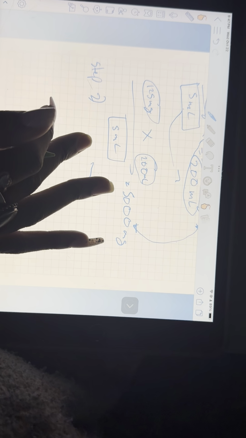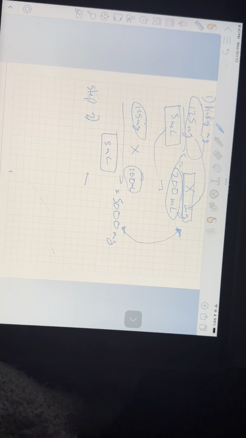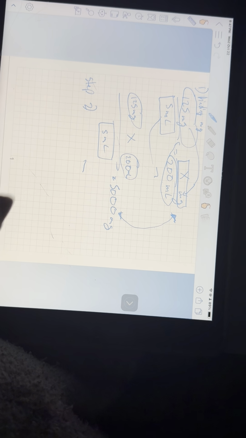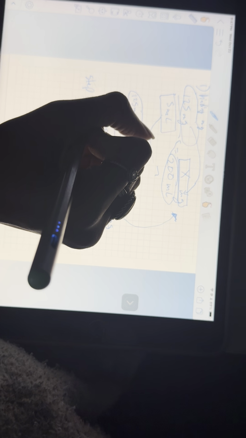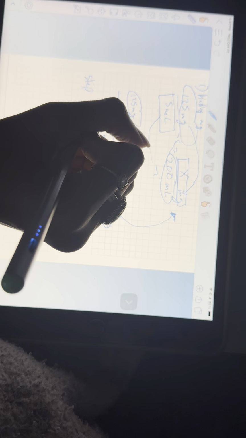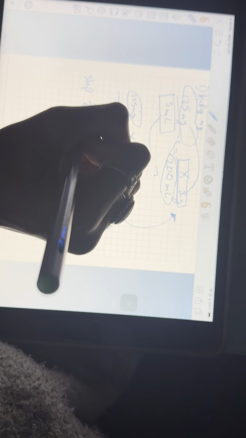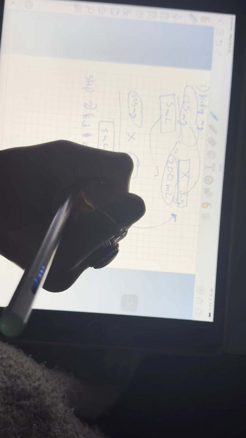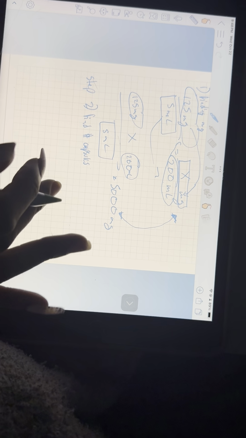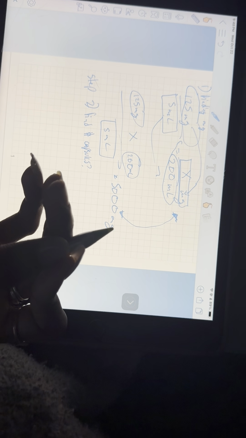For step two, there's a way to skip the step, but for now I'm going to do it in this step just to show. Step two is to find the number of capsules. So you're like, okay, how do we find that? How do we do that?